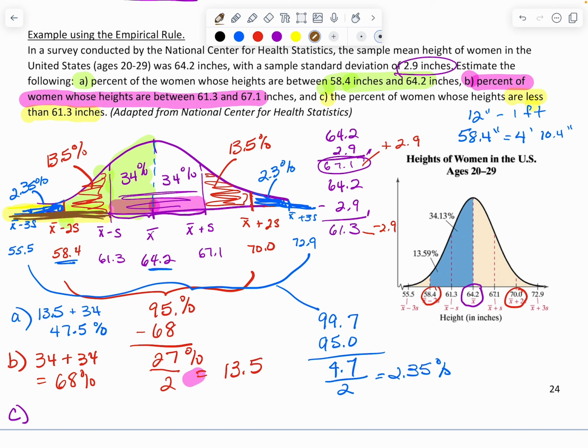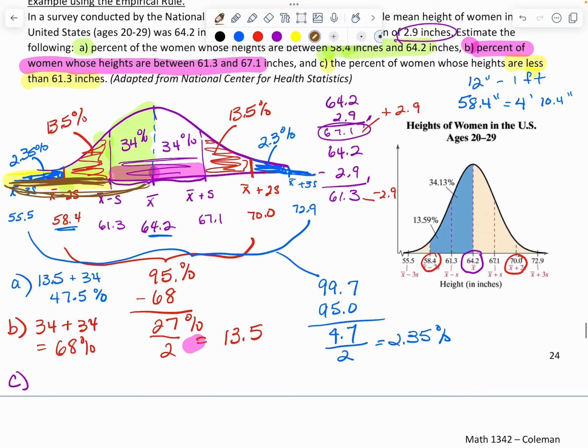It says women whose height are less than this amount. Less than that amount. So to find that out then, a couple of ways of looking at this. Remember, this whole piece right here is 50%. So if I do 50% minus the 34 that this area is, that'll get me what's left over, and that is 16%. So 16% of the population will be shorter than 5'1".